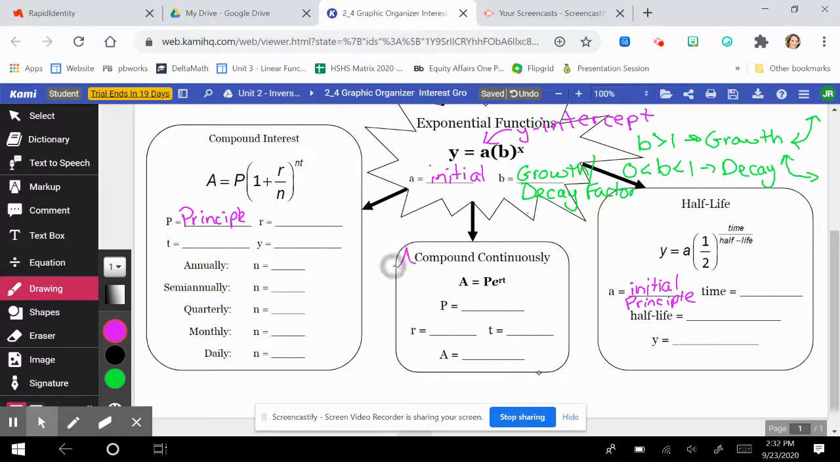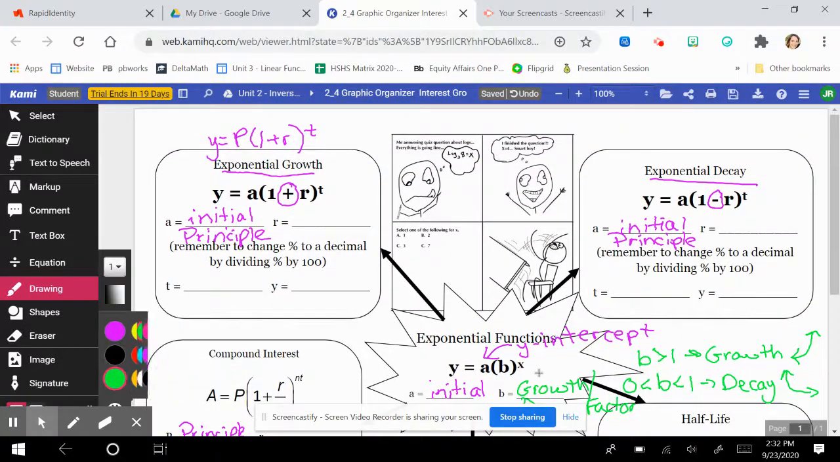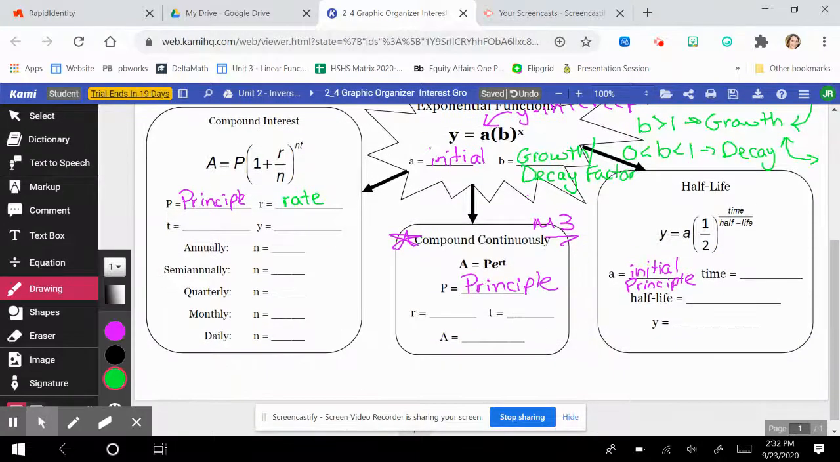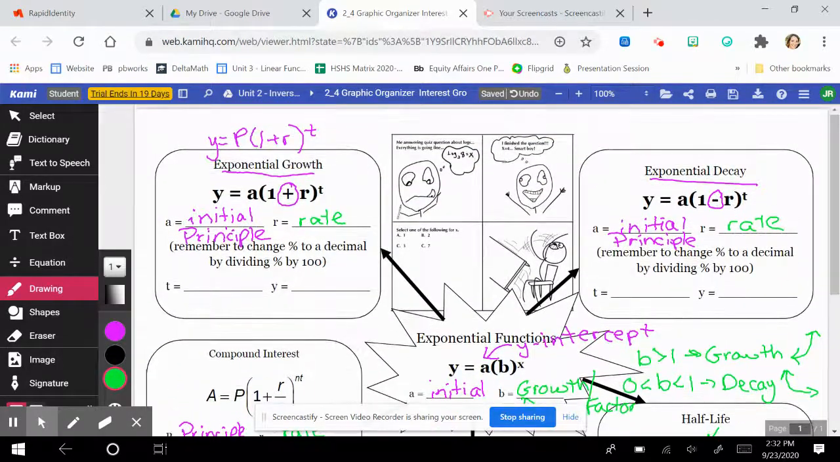This is the one new formula. This is the Math 3, yay, formula. But we will definitely talk more about these in class. I just want to make sure we have them all down. So R is the rate. So as you go through each of these formulas, R is the rate. In half-life, we don't see a rate because the rate is 1/2. It's decreasing by a rate of half.